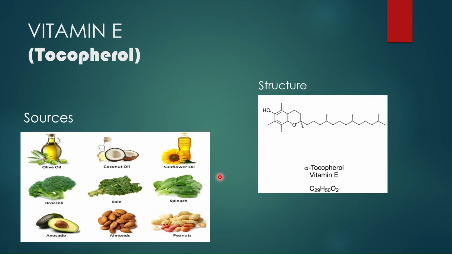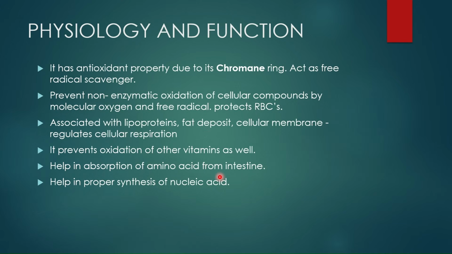Let's look at its physiology and function. Vitamin E has antioxidant property due to its chromane ring, due to which it acts as a free radical scavenger. Vitamin E prevents non-enzymatic oxidation of cellular compounds by molecular oxygen and free radicals. It protects our red blood cells. It is also associated with lipoproteins, fat deposits, and cellular membranes, and regulates cellular respiration. It prevents oxidation of other vitamins as well.